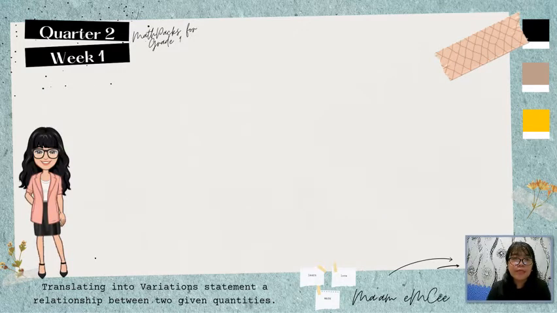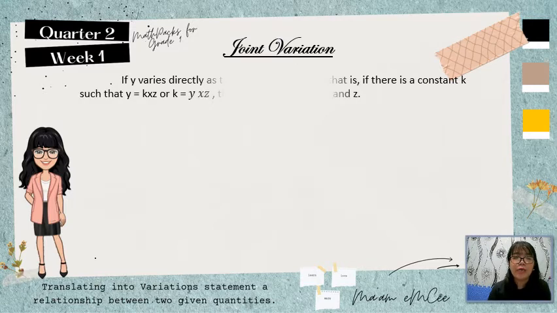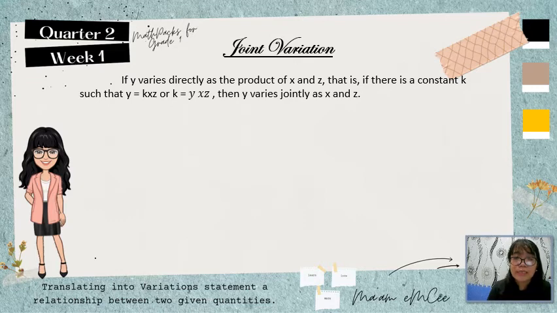Now let us proceed with the next type of variation, which is the joint variation. If y varies directly as the product of x and z, that is, if there is a constant k such that y is equal to kxz, or k is equal to y over xz, then y varies jointly as x and z. Again, this is similar to our direct variation, only there will be 3 or more variables involved.